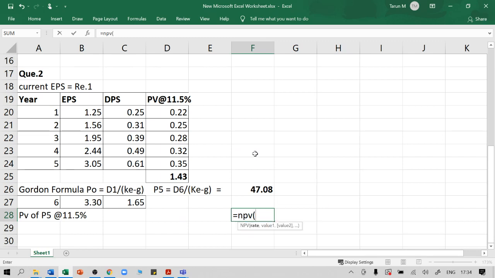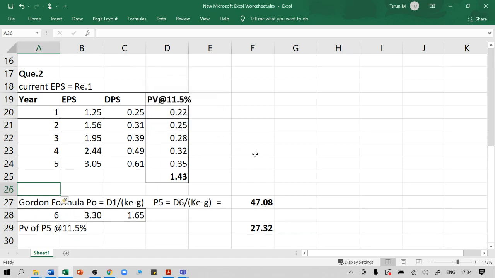I'm using Excel, but you're not allowed to use Excel in the examination. In the last session, I already taught you the keystrokes required to calculate present value. Otherwise also, you must have studied it in CMA foundation or intermediate level.